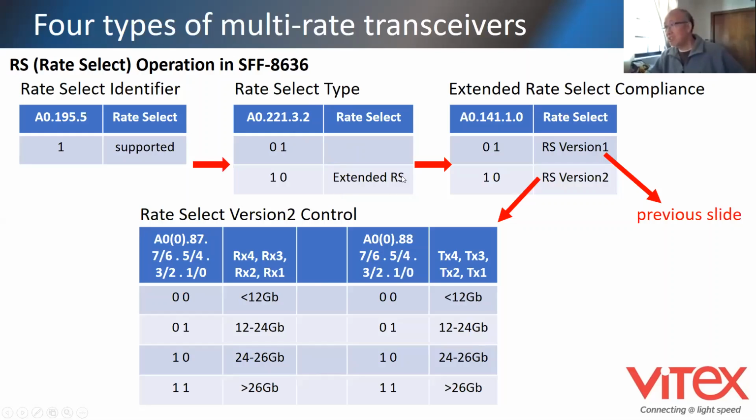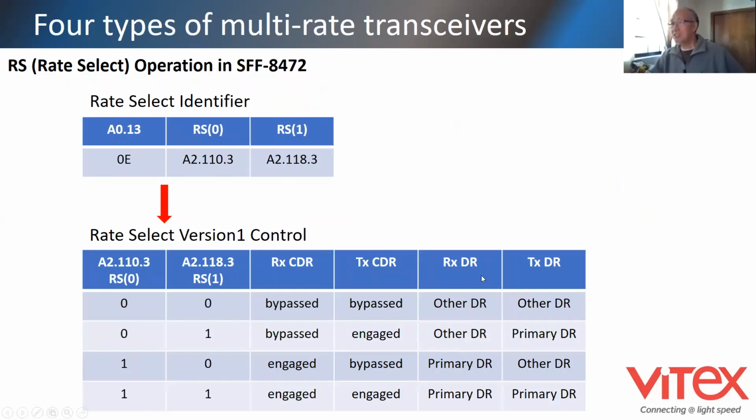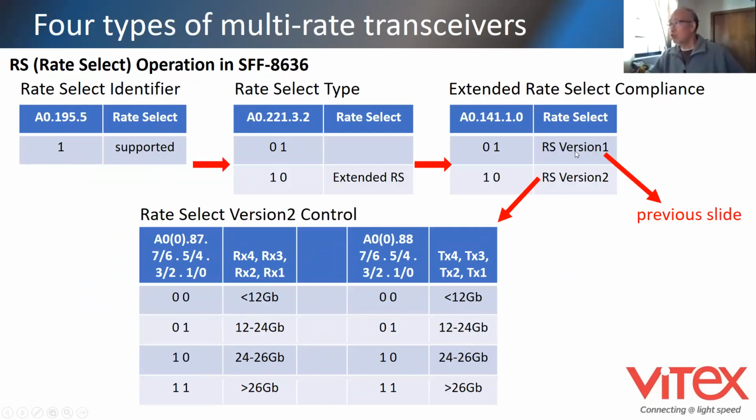You have the extended rate select, and if it's 10 on byte 221, bits 3 and 2, right? You can come back to this slide and check it out later on if you can remember. And then you go to the rate select, which is separated into version 1 and version 2. Version 1, I believe, is this type of rate select, and version 2 is a new one. You can see version 2 is separated into 4 links, and it's a little bit more complicated, but it's pretty flexible.